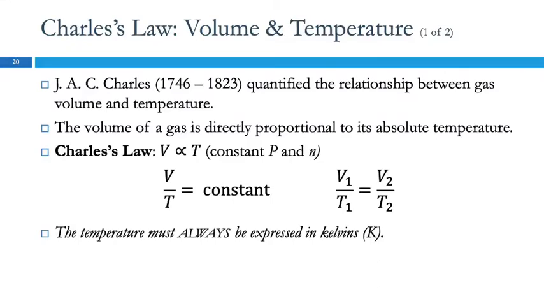Charles' law is another of the simple gas laws. This one relates the volume and temperature of a gas, and it was discovered by Charles back in about 1800-ish. He found that the volume of a gas is directly proportional to its absolute temperature. We'll talk about that in just a minute. So the volume is proportional to the temperature, keeping the pressure and the amount of gas constant.